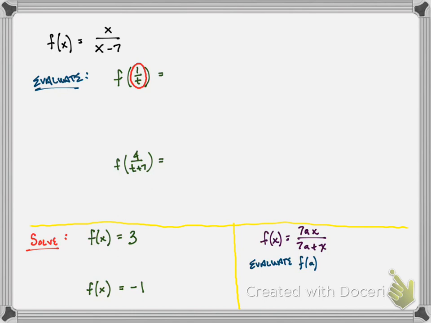Remember that when you evaluate, you're given an input and you substitute that in wherever you see an independent variable in your original function. So I'm going to evaluate f of 1 over t. That means that I need to substitute 1 over t wherever I see an x. In this case, I've got 1 over t over 1 over t subtract 7.